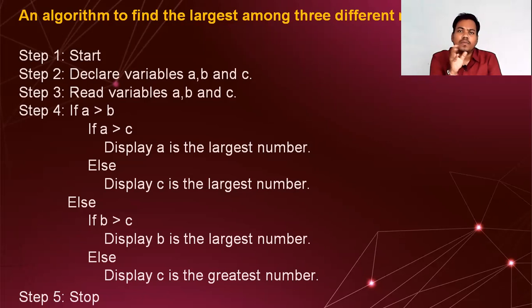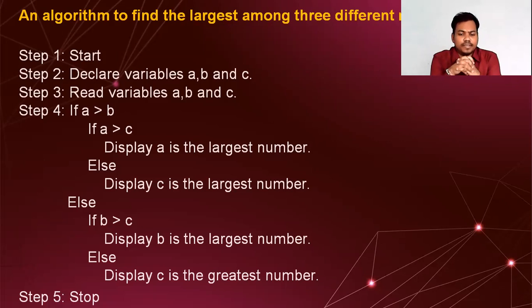Now it will compare the values. If A is greater than B, A means what? The value inside A, whatever the user has given as input. So if A is greater than B, and if A is greater than C also, what is this if? If is a conditional statement. In programming, we use if statement, if else statement. These are conditional statements. When we write a program which is based on conditions, we use such conditional statements.